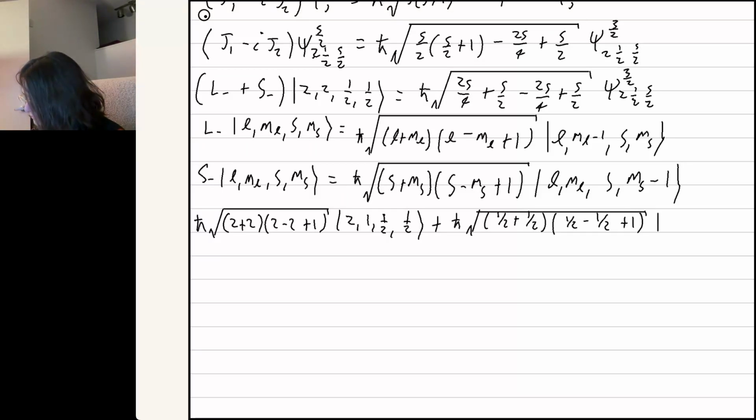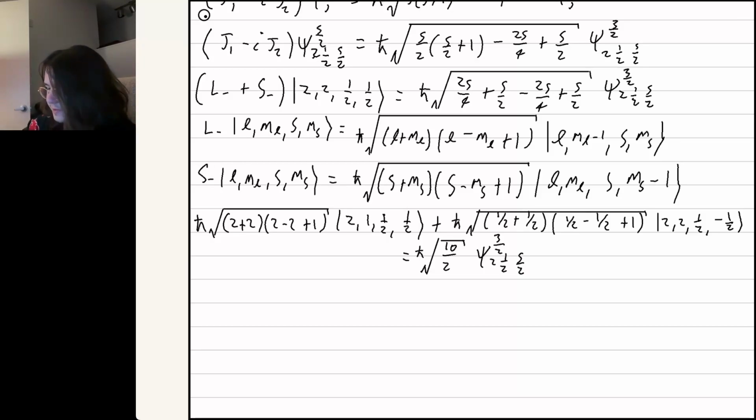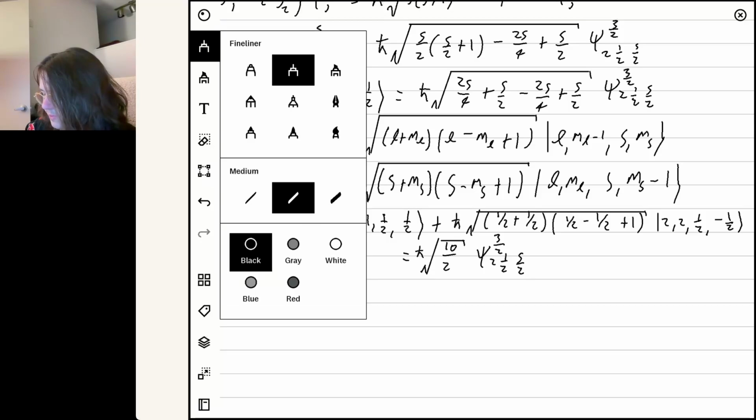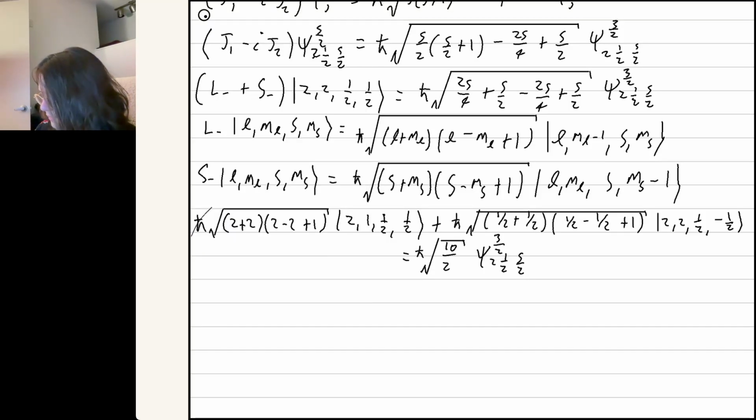And then we'll have |2, 2, 1/2 minus 1/2. On the right hand side, I'm going to go ahead and simplify that radical further. So it'll be root 10 halves times h bar times the state that we're looking for. Notice that all of the radicals just have factors of h bar on them, which means you can get rid of those.